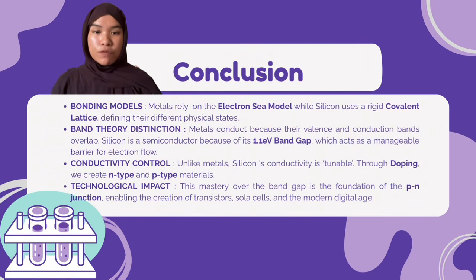Through the process of doping, we can precisely control its electrical behavior by creating n-type and p-type semiconductors. This ability to control the band gap and conductivity is what enables the formation of the p-n junction, which is the foundation of modern electronic devices such as transistors, solar cells, and ultimately the digital technologies we rely on today.